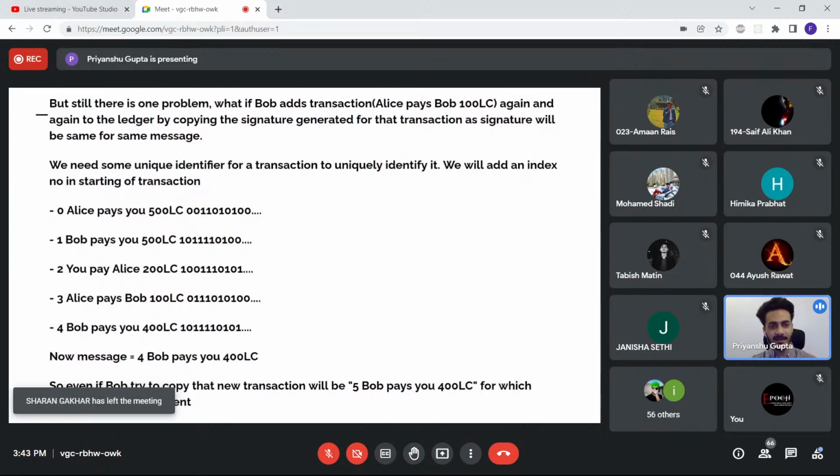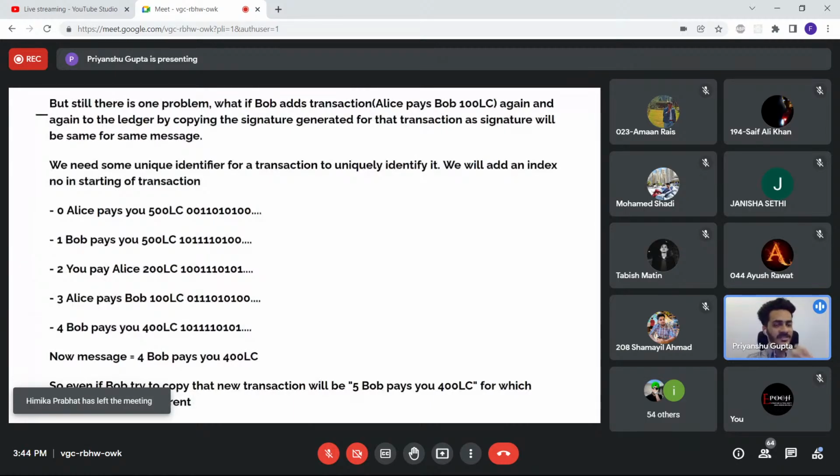And now you can see here, every message is now changed. Okay, now this is a complete message. So even if Bob tries to replicate this message here, suppose he tries to copy this message here again, Alice pays Bob 100 LC, but now this index ID will be changed because it will keep on increasing, an auto increment value will be there. So the next transaction will be 5.